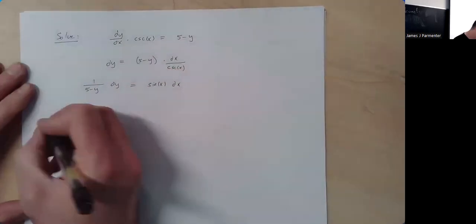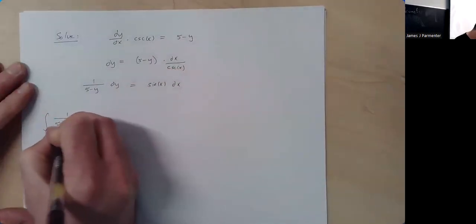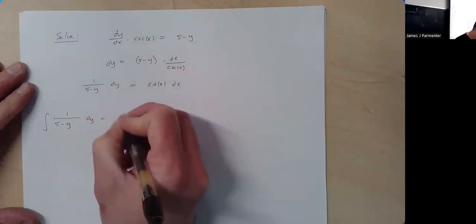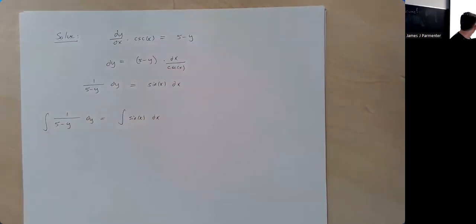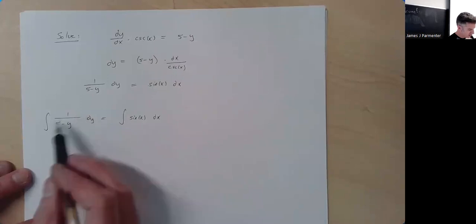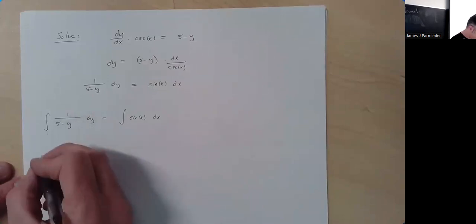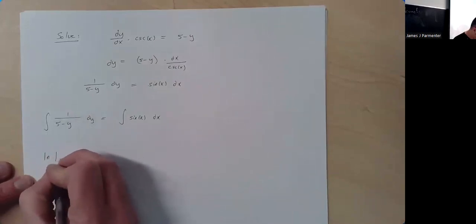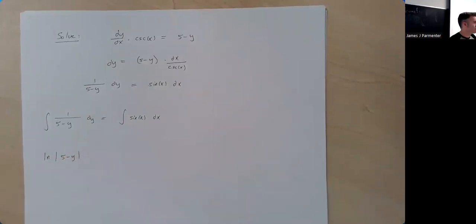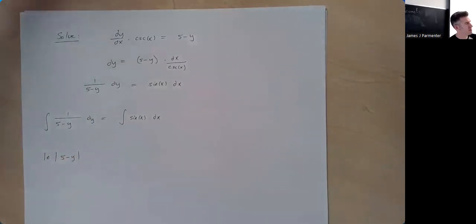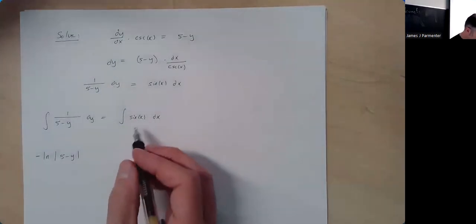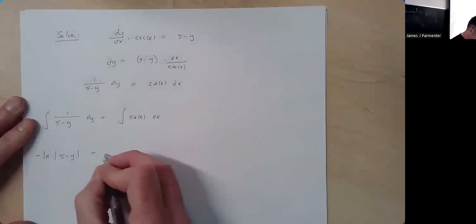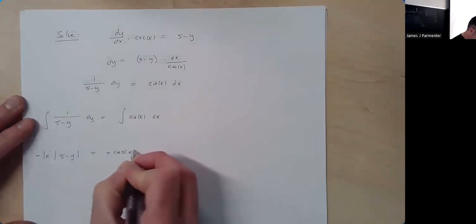And then we integrate. So integral of 1 over 5 minus y dy equals the integral of sine of x dx. Okay. So integrating 1 over 5 minus y, it's almost the natural log of the absolute value of 5 minus y. What am I missing though? Yeah, it's negative. And then the antiderivative of sine of x is negative cosine of x plus c.